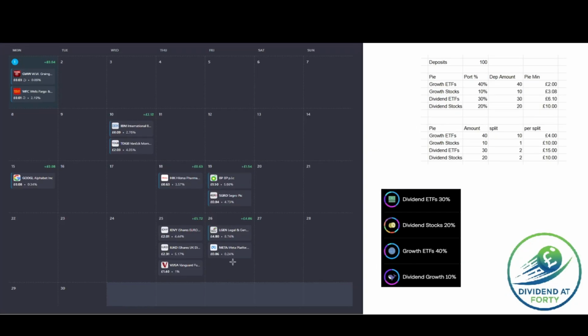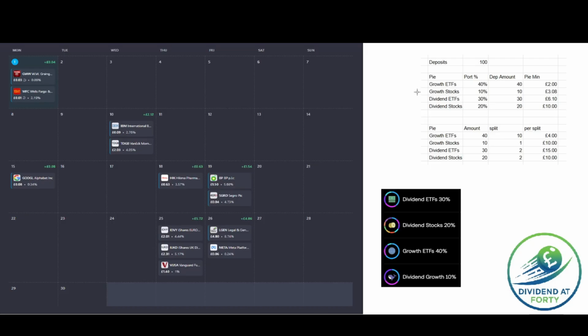So we can see here the calendar for the dividend payments for the month. It's due to be £17.86, but not all of these are confirmed yet. Some of these I think are just estimates, so I won't go into too much detail with that. But what we will look at now is we will start by looking at these pies.